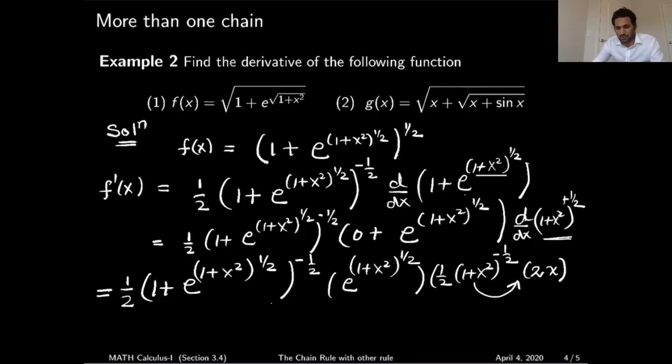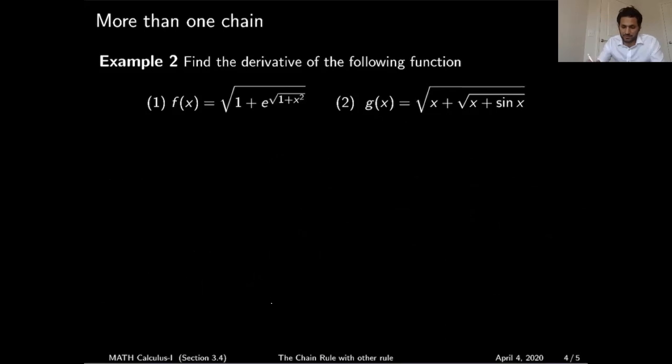Okay, we have one more problem. Here we will use more than one chain. So let's see how to calculate the derivative of that one as well. G of x function is again x plus sine x to the power 1 half, whole to the power 1 half.